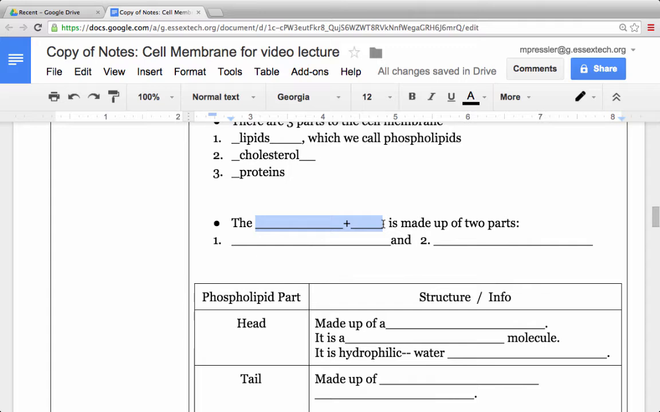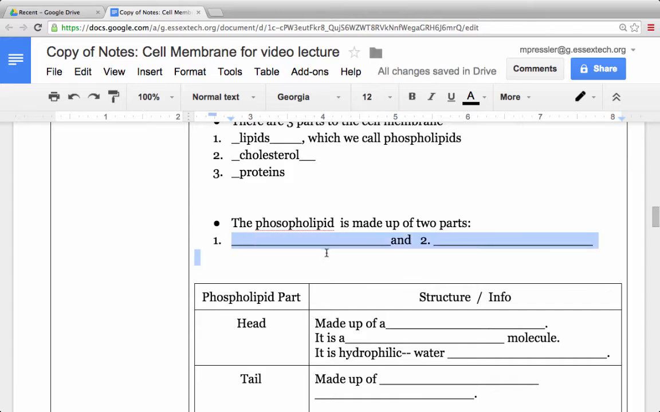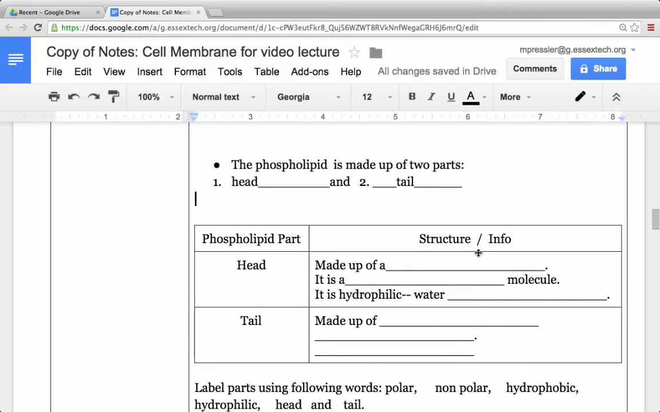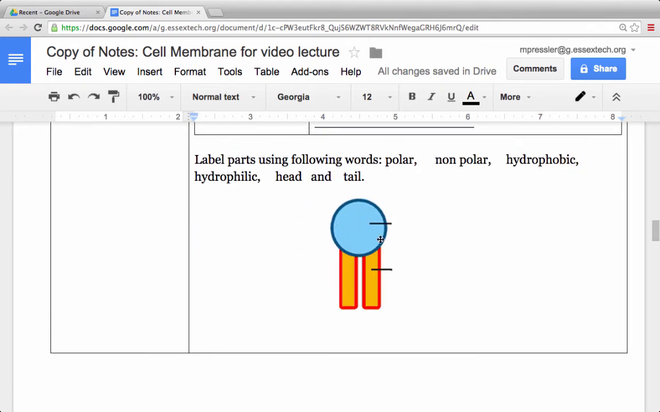So what do they look like? What does a phospholipid look like? Well, it has two parts. The phospholipid is made up of two parts, the head and the tail. Okay. This is a phospholipid here. This is the head, and these are the tails. Kind of looks like a little man.